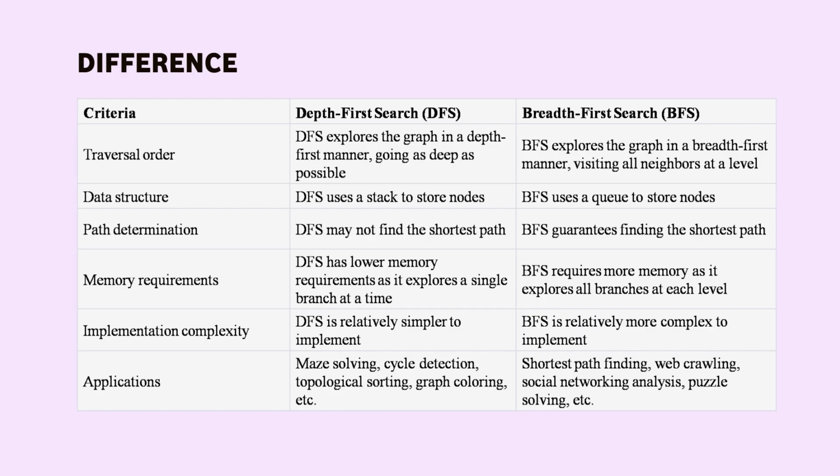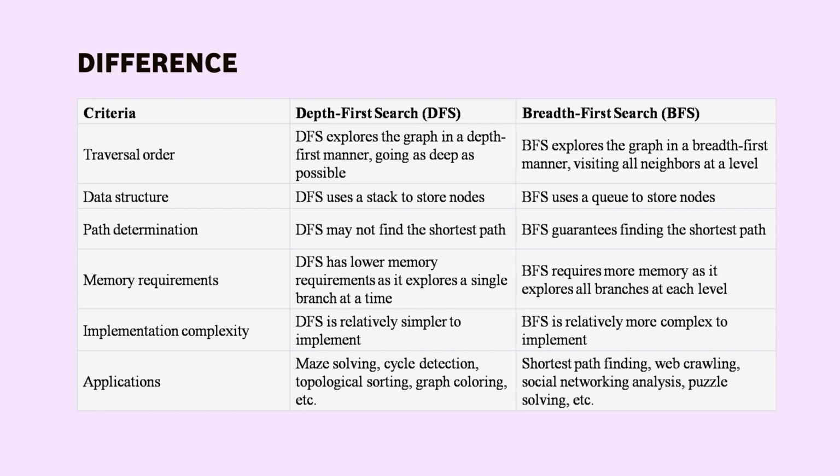Okay, now let's discuss the difference between the depth first search and the breadth first search. First is the traversal order. DFS explores the graph in a depth first manner, going as deep as possible, whereas BFS explores the graph in a breadth first manner, visiting all the neighboring nodes which are placed at the same level. So keep that in mind.